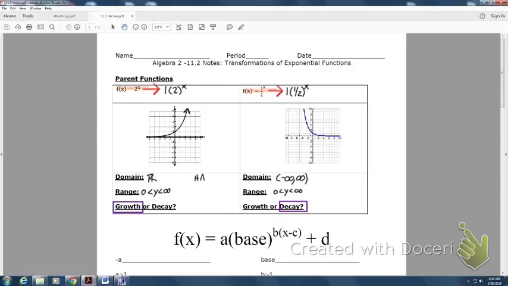The horizontal asymptote, I kind of already hinted at it. Again, make sure that you're writing that as y equals. Okay, both of these are going to be at y equals 0. So just some basic characteristics of these graphs you're going to need to identify on really any graph that you're dealing with, especially that horizontal asymptote and identifying if it is growth or decay.